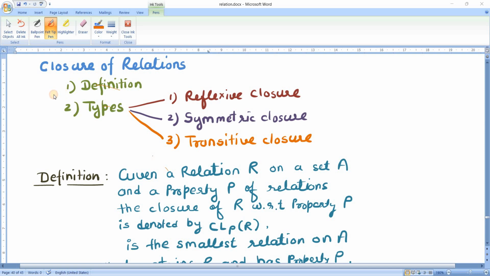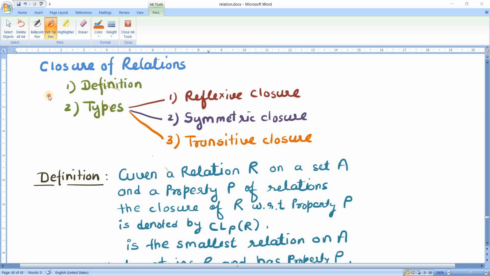In this series of discrete mathematics, we are learning set theory and relations. We have already seen types of relations, definition and properties of relations. In this lesson, let us understand what we mean by closure of relation.